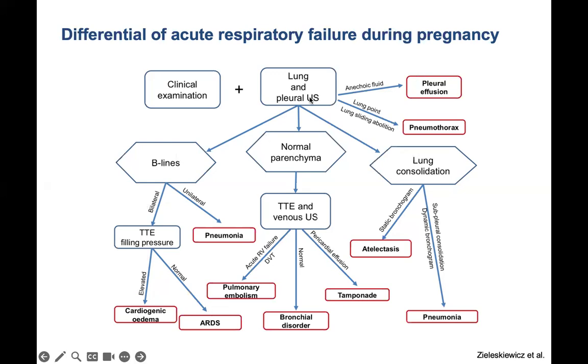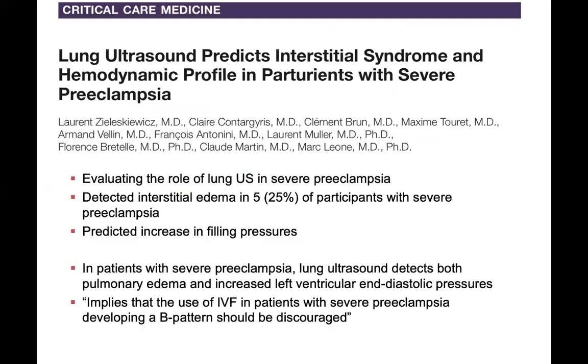They'll look for pleural effusions. They'll look for a lung point. If there's no lung sliding, pneumothorax. Lung consolidation: if there are static air bronchograms, atelectasis. If they're dynamic, it's more likely pneumonia. And then going down normal parenchyma, they're looking at TTE. Do you see RV failure? Maybe a DVT? Are we worried about PE? Is it normal? They'll call it a bronchial disorder, pericardial effusion, tamponade. So again, using what you're finding on ultrasound to rule in or rule out different diagnoses.